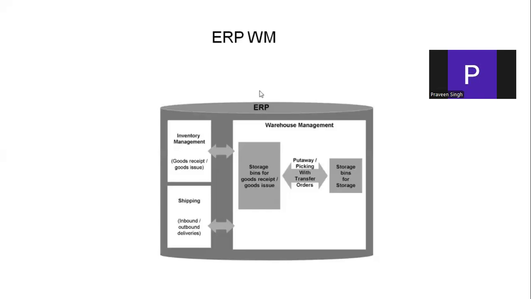So put away and picking is placing all the goods according to their places, which is called put away, with the transfer orders. And shipping is inbound and outbound deliveries. Inbound is getting the goods inside the warehouse, and outbound delivery is transferring or delivering all the goods to the customer. It might be another customer, or it might be a third party vendor as well. And this is a complete flow of ERP warehouse management.